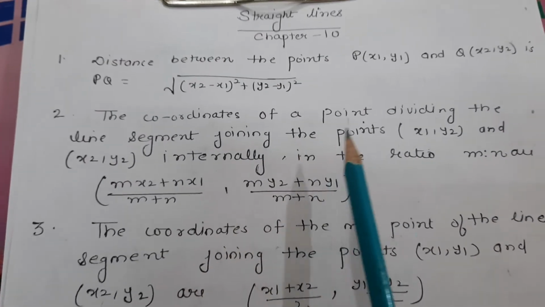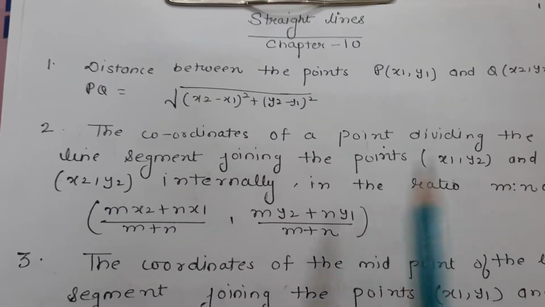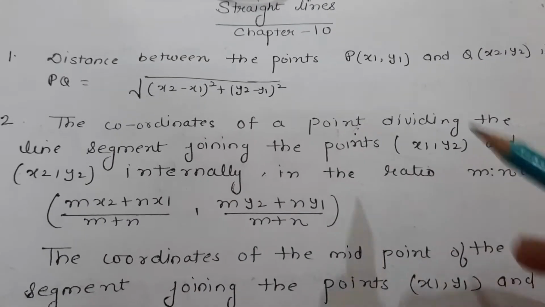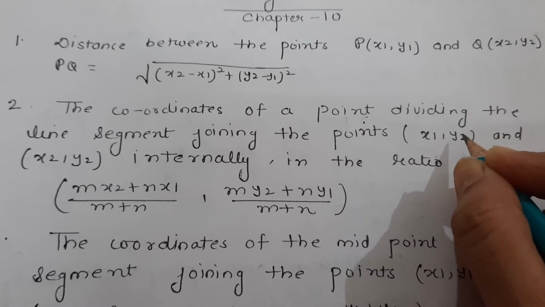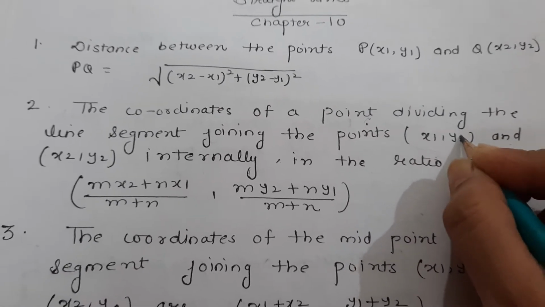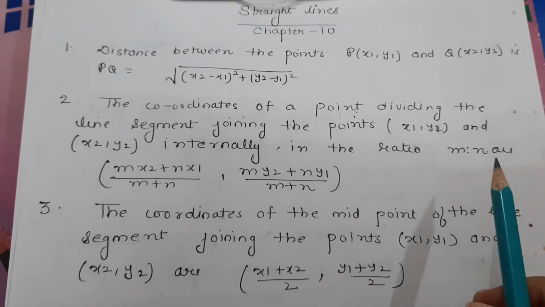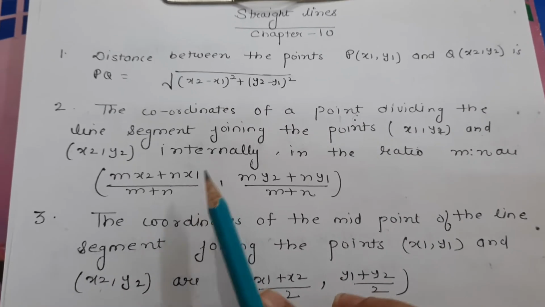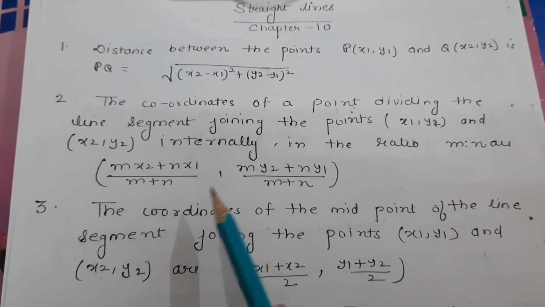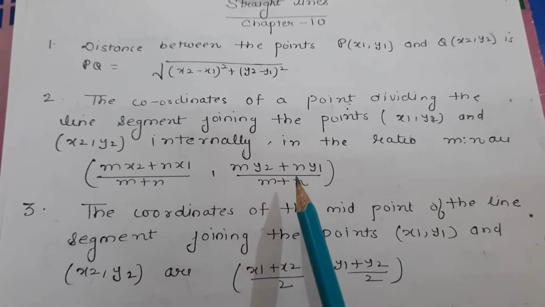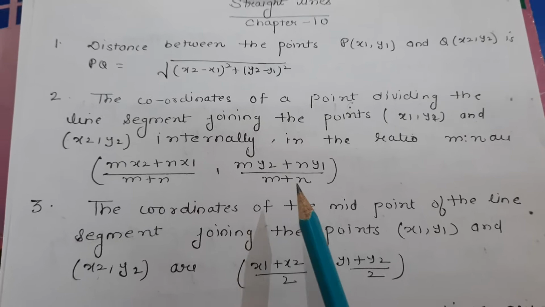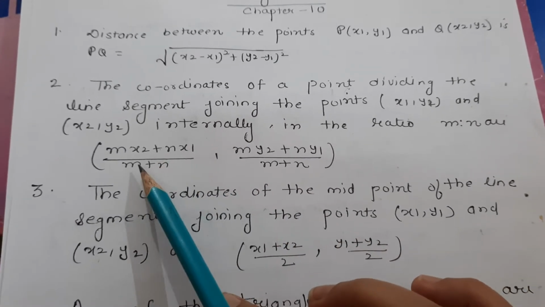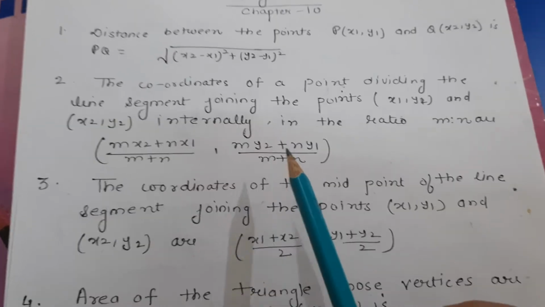Then the coordinates of a point dividing the line segment joining these 2 points x1 y1 and x2 y2 internally in the ratio m:n are given by (m x2 plus n x1) divided by (m plus n), and (m y2 plus n y1) upon (m plus n). And if the division is external, we are going to have a negative sign here.